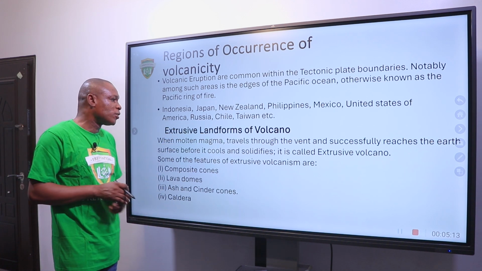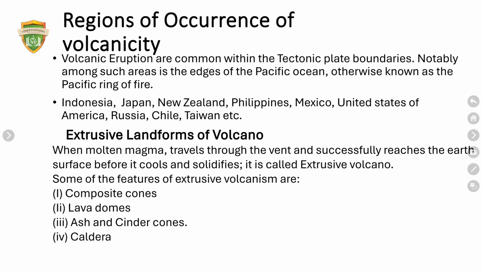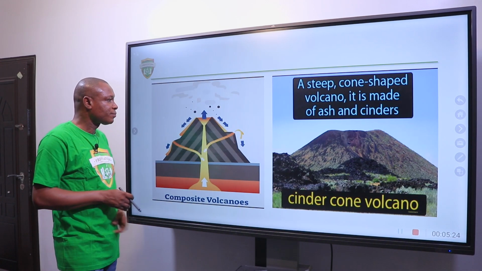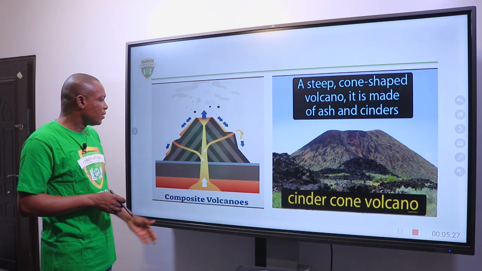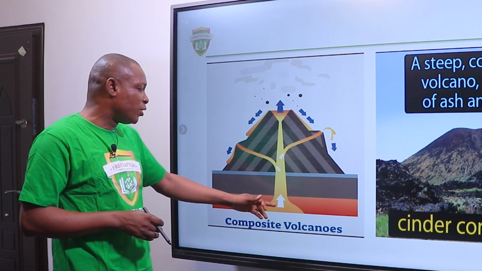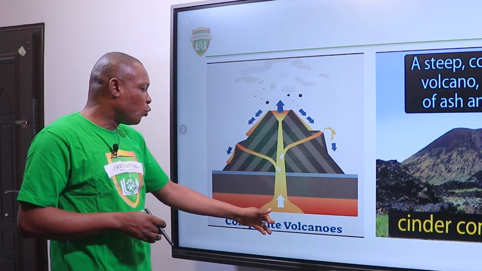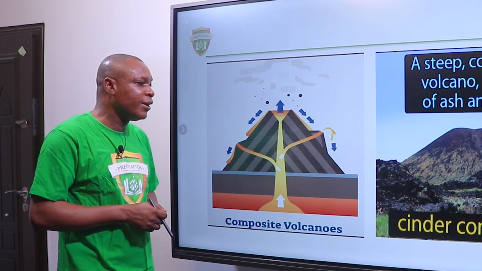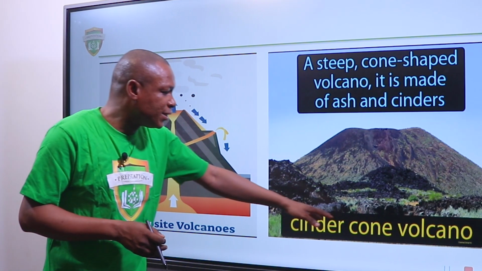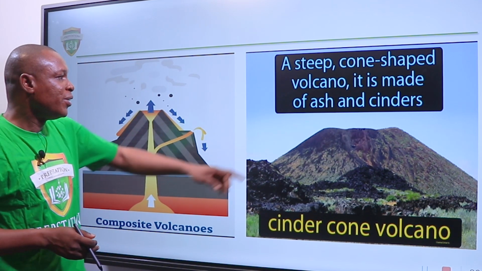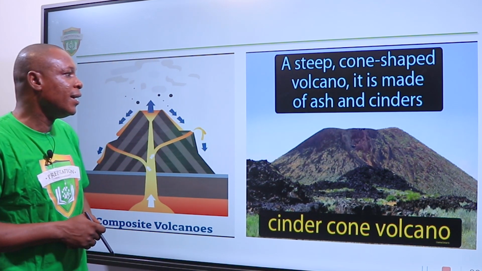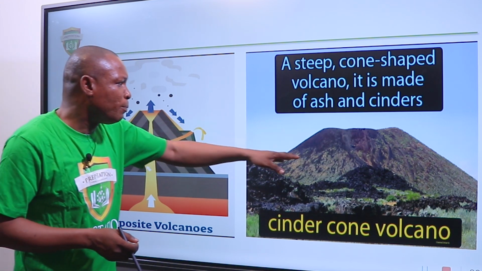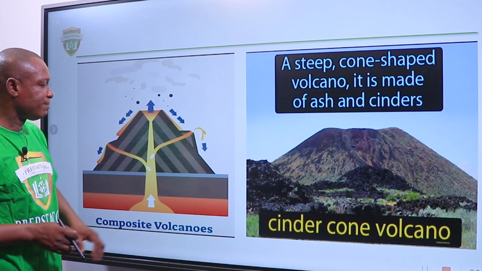For extrusive features of volcano, we have composite cones, lava domes, ash and cinder cones, and caldera. This is the composite cone. From this picture illustration, this is the primary vent where the lava escapes, and the one by the side is what we call the secondary vent. This is the cinder cone volcano. You can see the steep side, and then it is composed of ash and cinder.